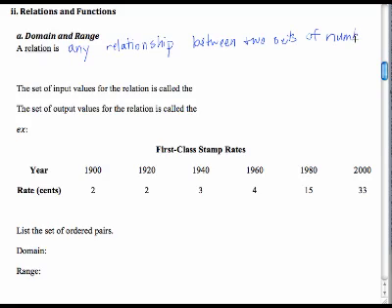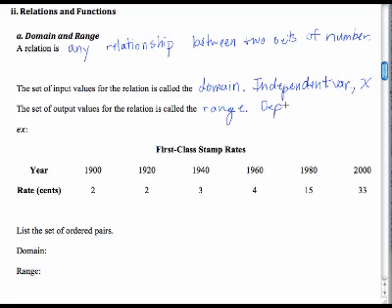Okay, any relationship. It doesn't have to be a function. This includes functions and non-functions. Any relationship between two sets of numbers. The set of input values, the values that are going into the relation, that's called the domain. That's your independent variable, typically your x. And the output values, the values that come out. So you put in an x, you get out a y. That's called your range. Those are your dependent values, typically a y. That's shorthand for variables there because I ran out of space.